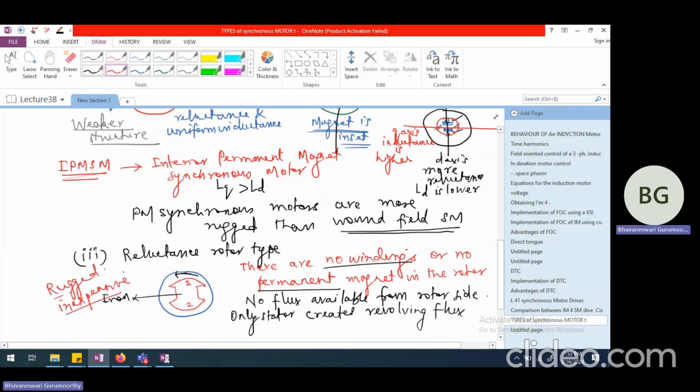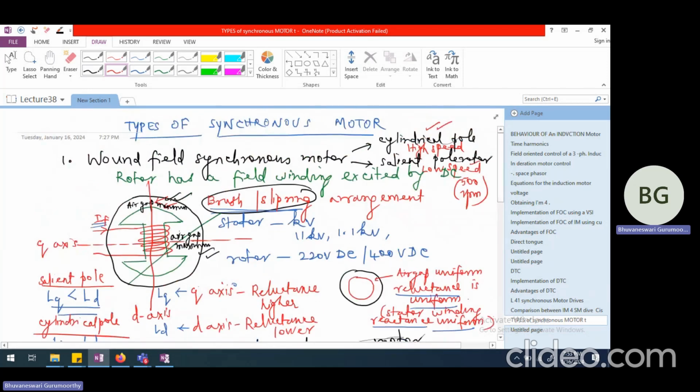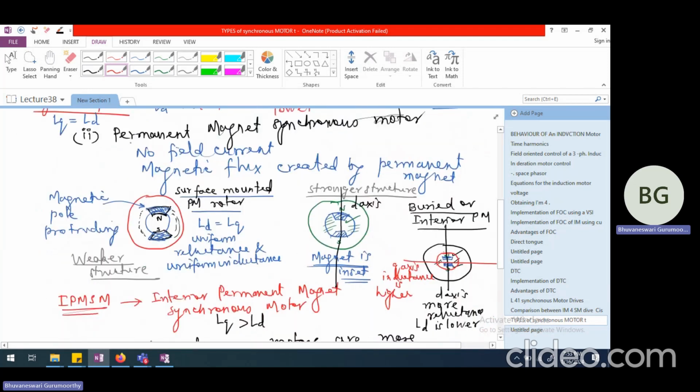But the only thing is the flux is available only from one side, because of which there could be limitations on torque production. How much torque can be produced by the reluctance machine can be questionable. So to summarize, there are three types of synchronous machine. One is wound field, where the field itself can be controlled. The excitation can be controlled. The second one is the permanent magnet synchronous machine, where it is difficult to control the excitation, but the flux is available from both the stator and rotor sides.